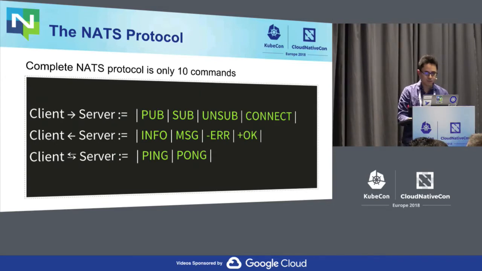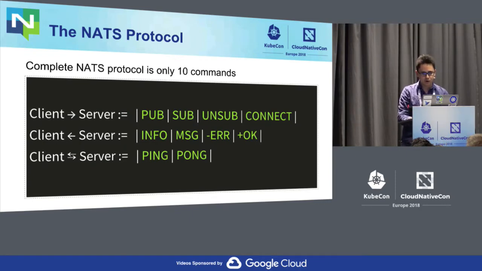The complete protocol is just these 10 commands. You can publish and subscribe to messages. There is an unsubscribe command where you can define a priori how many messages you want to receive. For example, you can say, I only want to receive 5 messages on this subscription, and after that, just fade away and stop receiving them. And you can customize your connection to the server using connect, which is important when handling credentials, for example.